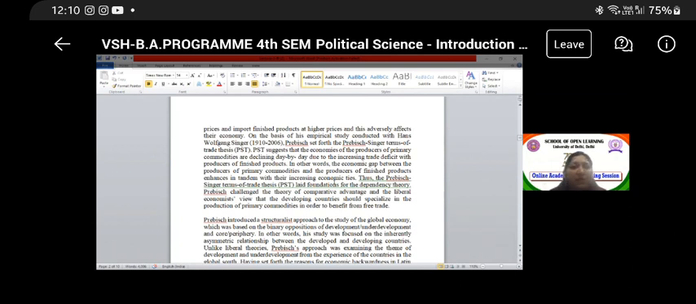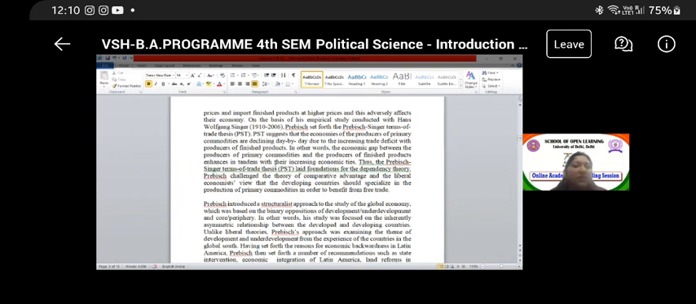This is very similar to what happened to us during the Britishers' time also, and that's how M.N. Roy and Dadabhai Naoroji also talked about the drain theory, how all our raw material and primary commodities are drained out of the country, and then as finished goods, they are imported at a higher price. So on the basis of his empirical study conducted with Hans Singer, Prebisch set forth the Prebisch-Singer thesis. This was PST, the Prebisch-Singer terms of trade thesis.